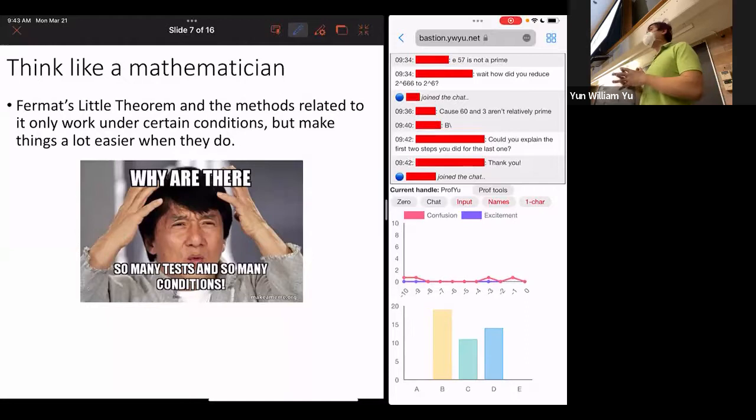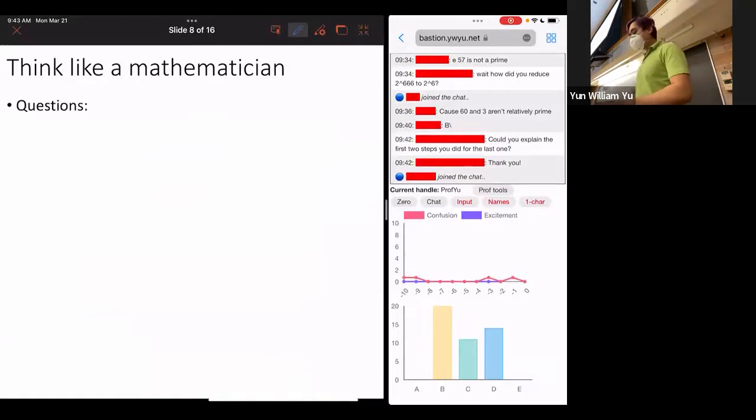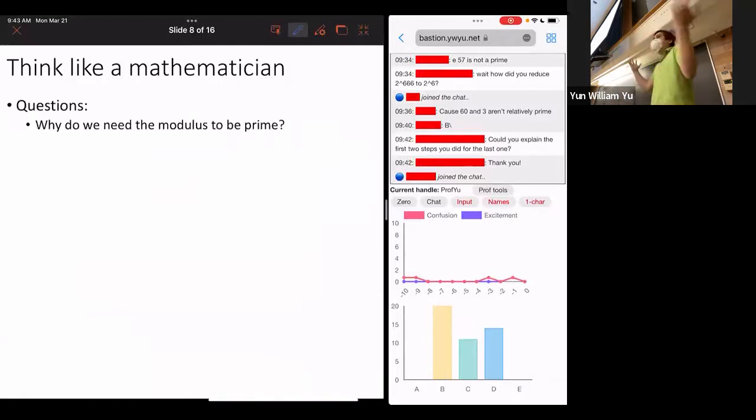So then the central question for a mathematician is, well, A, figuring out when they work, but then B, you might ask yourself, what else can you do in similar circumstances where it doesn't quite work? So there are some questions. Why do we need the modulus to be prime? This is a very important condition for Fermat's little theorem. If you don't have it, then things just completely break.